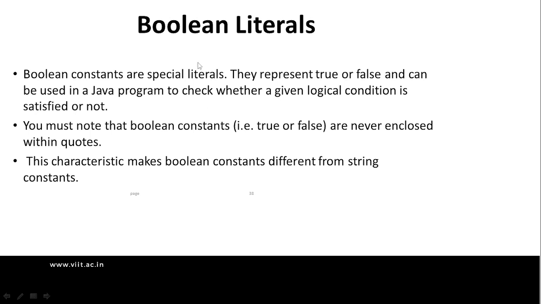Then Boolean constants are special. They represent true or false and can be used in a Java program to check whether the given logical condition is satisfied. You must note that Boolean constants true or false are never enclosed within quotes, and this makes Boolean constants different from string constants.